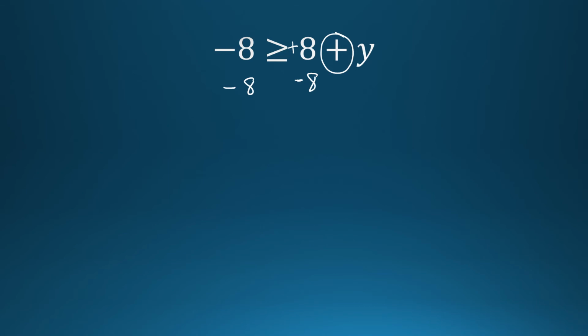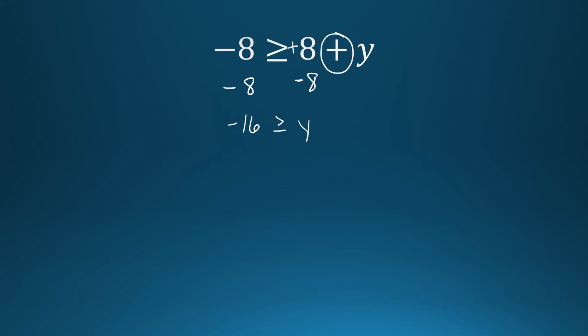Again, that's utilizing the subtraction property of inequality. Whatever you do to one side, you have to do to the other. So if we subtract 8 from the right, we have to subtract 8 from the left. And when we simplify, -8 minus 8 is -16. The inequality symbol stays the same. +8 minus 8 goes to 0, so we're just left with a positive y.